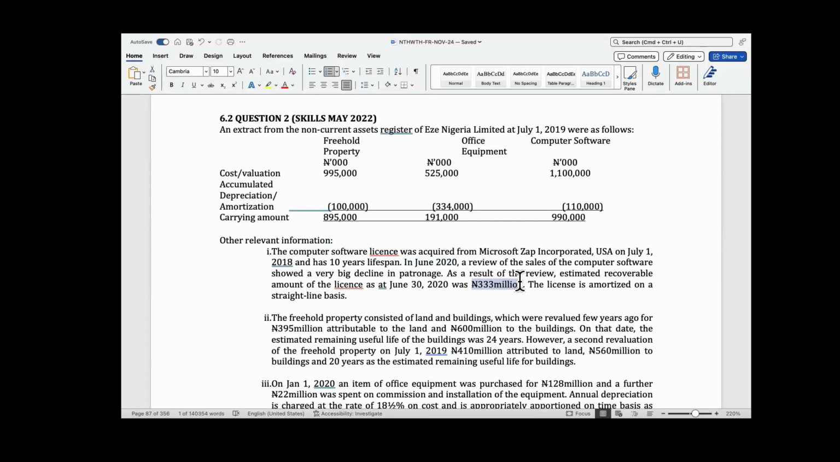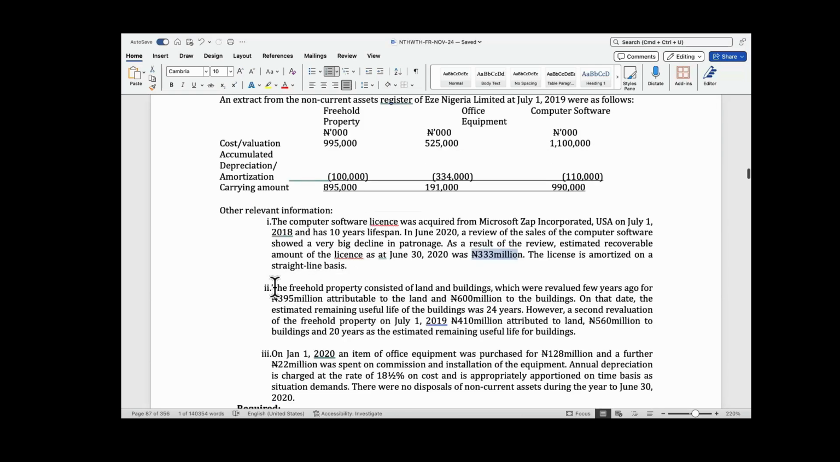Of course, I already taught you this. Whenever there is a revaluation, the first thing you need to identify is whether you're making a revaluation surplus or a revaluation deficit. That's the first thing we'll do here. We'll see how that works very soon.